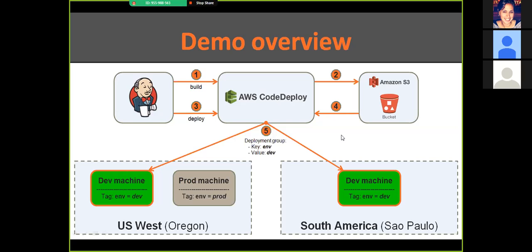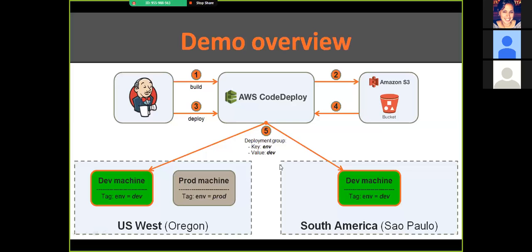And this is where I must thank Arthur for the inspiration. He really inspired us to present deployment in other regions using on-premises instances, which is a relatively new feature introduced by CodeDeploy. So in Oregon, we have 2 machines. One is tagged with the environment tag dev, and the other one is with prod. And the machine in South America is also tagged with the environment dev. Deployment group will contain the dev environment, and this is why the deployment will be propagated only to these 2 green box machines.